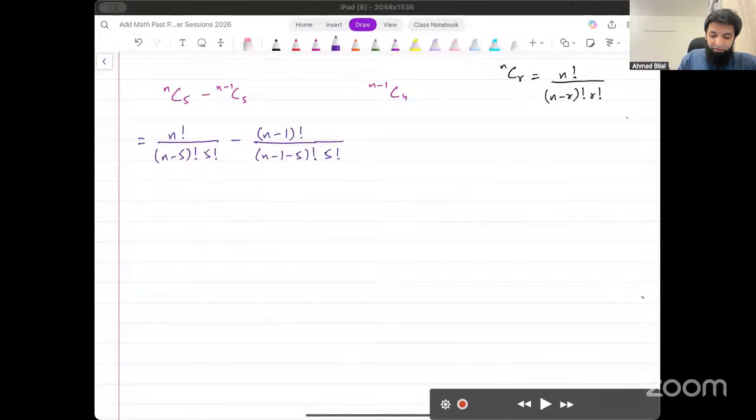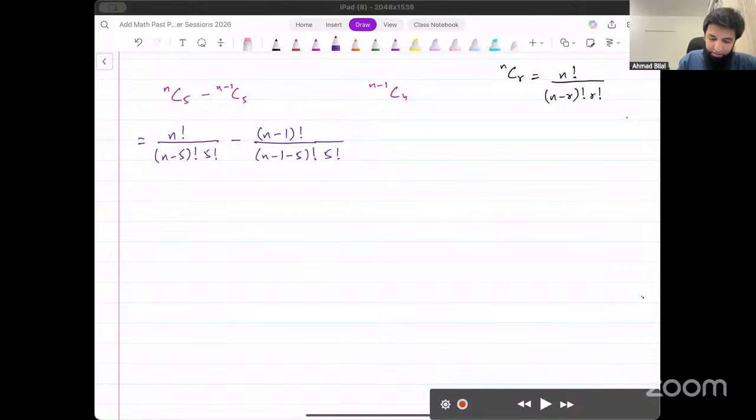Now let's simplify this. Let's make the denominators the same. We have n minus 6 whole factorial on the right side, and on the left side, we have n minus 5 whole factorial. Is there a way to take LCM here now?